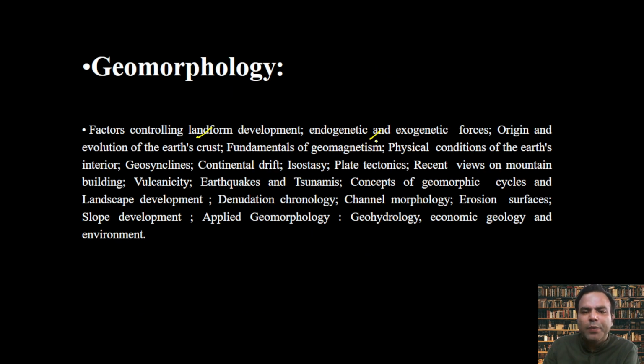So first part, let me talk about factors controlling landform development, endogenetic and exogenetic forces, origin and evolution of the earth's crust, fundamentals of magnetism, physical condition of earth interiors, geosyncline, continental drift, isostasy, plate tectonics. Isostasy is a balance: how different landforms gravitationally or vertically balance. That is the concept of isostasy. So the Pratt view and the Airy view are important here. And the recent view of mountain building is explained by plate tectonics. Plate tectonics also explains the hazards created by geological disturbance like volcanicity, earthquake, and tsunami. So this entire part from here to here is part of tectonic geomorphology.